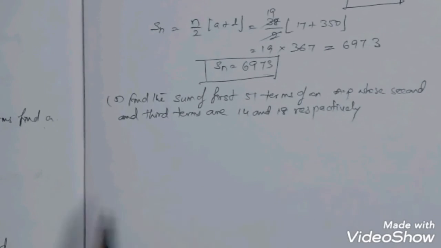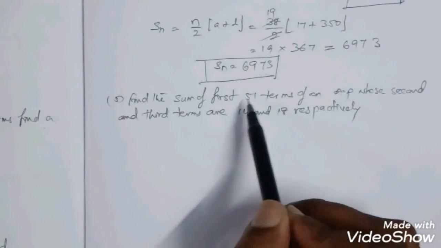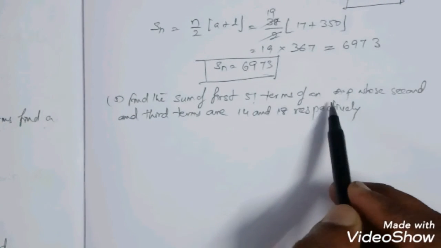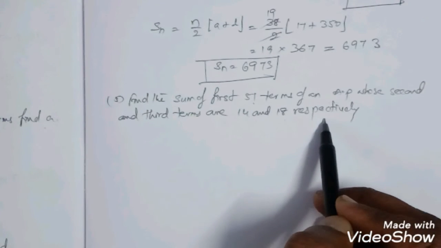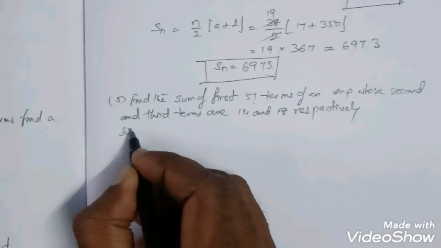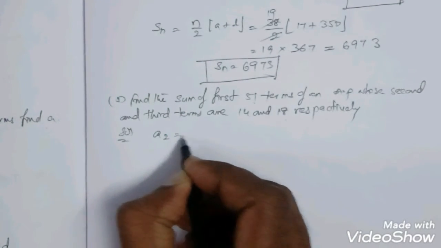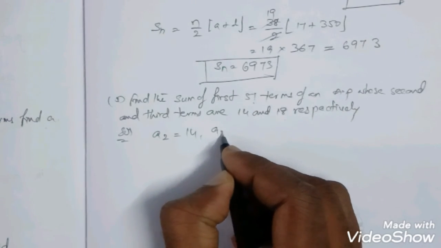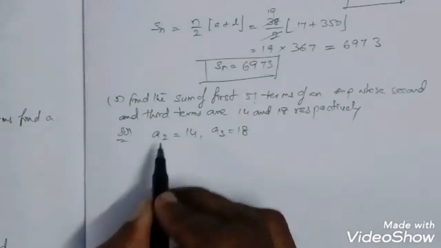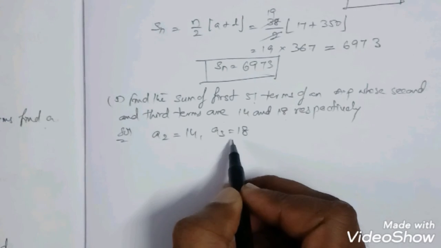Okay, so now next question is given as find the sum of first 51 terms of an arithmetic progression whose second and third terms are 14 and 18 respectively. So already they have given second term, that is A2 is equal to 14 and A3 is equal to 18, means second term and third term they have given.